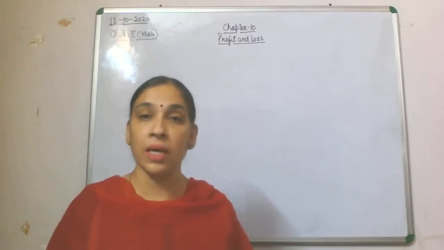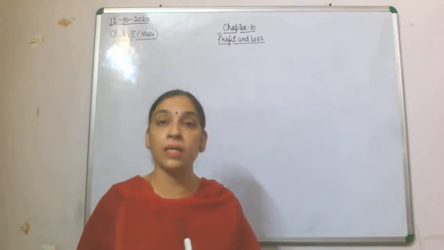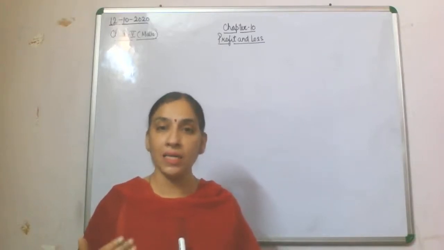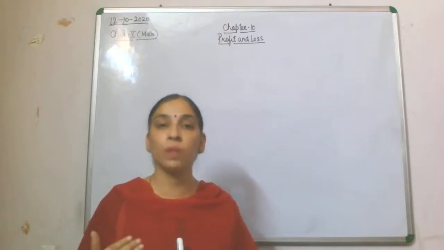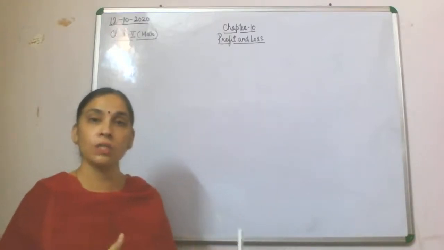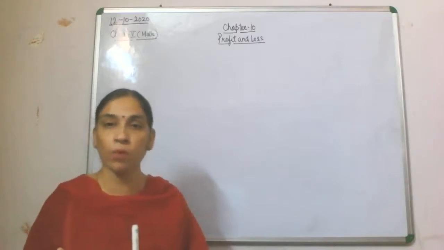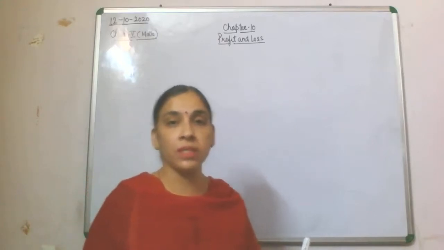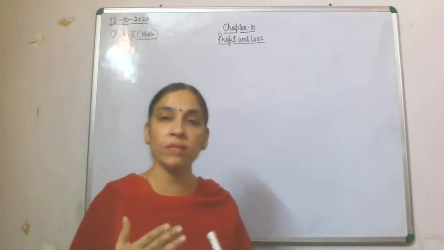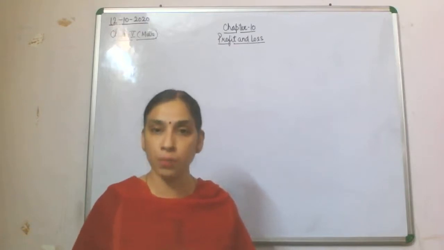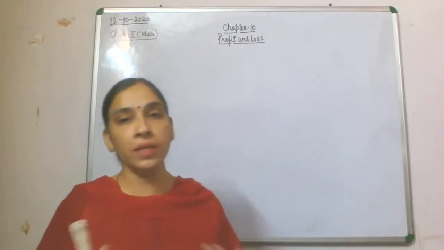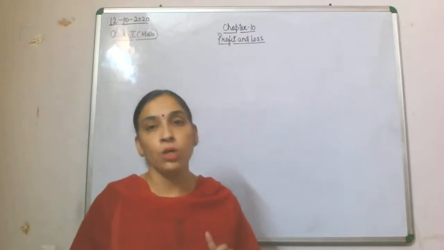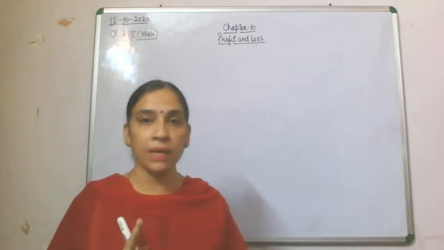and loss percent. See children, as I told you, if you buy anything for more and sell it for less, then obviously you will get a loss, and that loss percent will be calculated with the help of cost price only. Now if I talk about profit percent, if you buy for less and sell it for more, then only you will get a profit. So first of all we need a method by which we can calculate profit percent. So how to calculate profit, that I have told you.